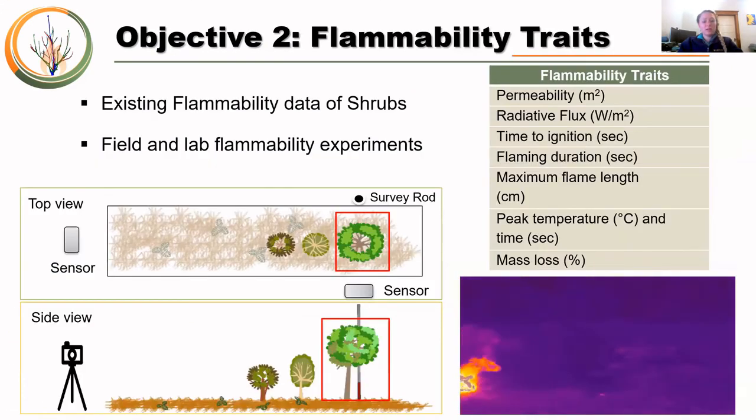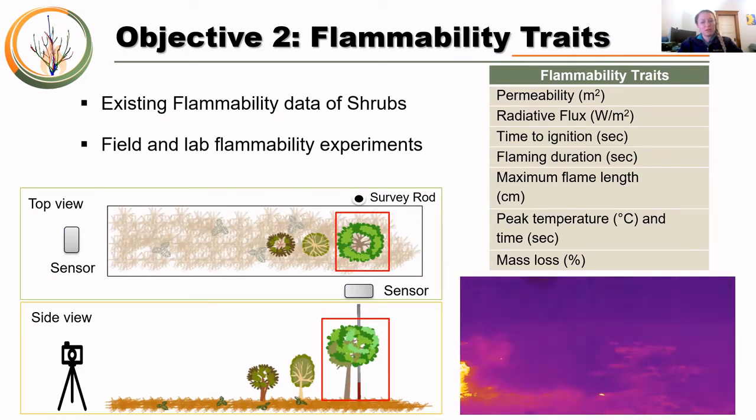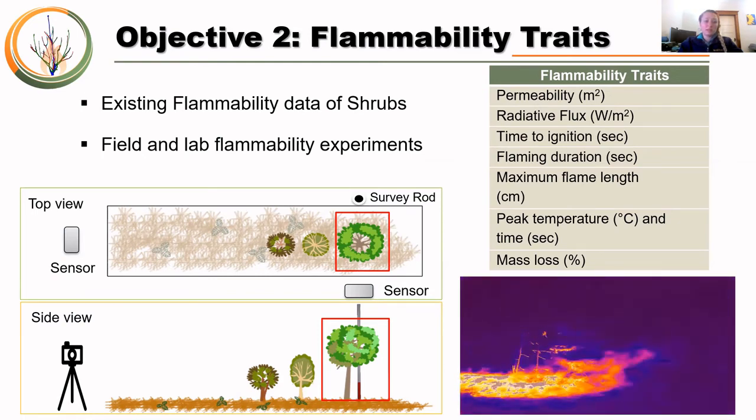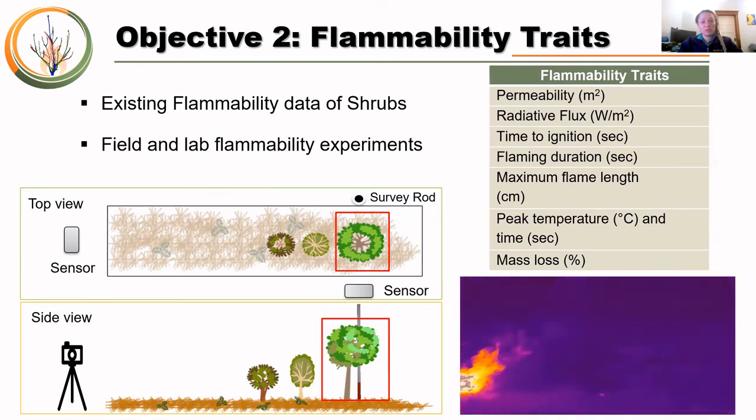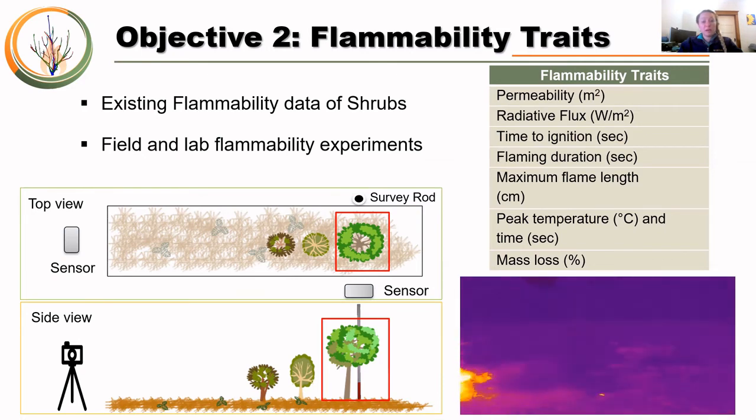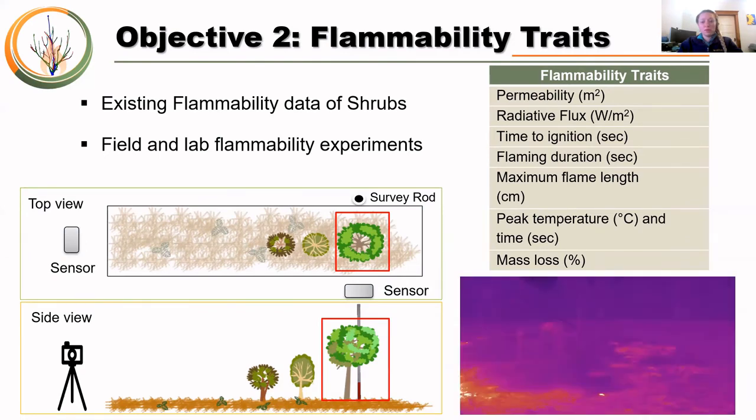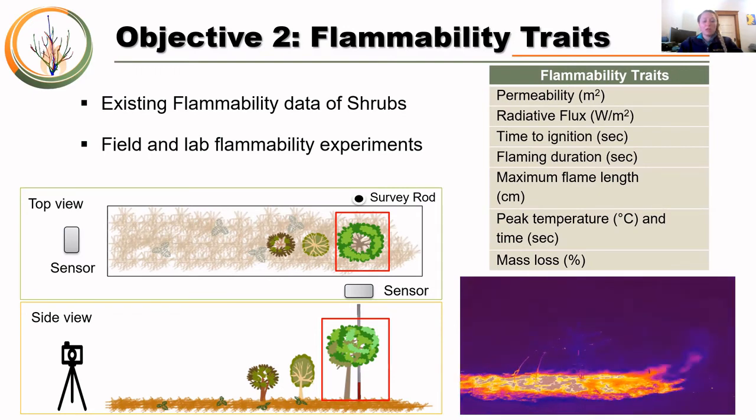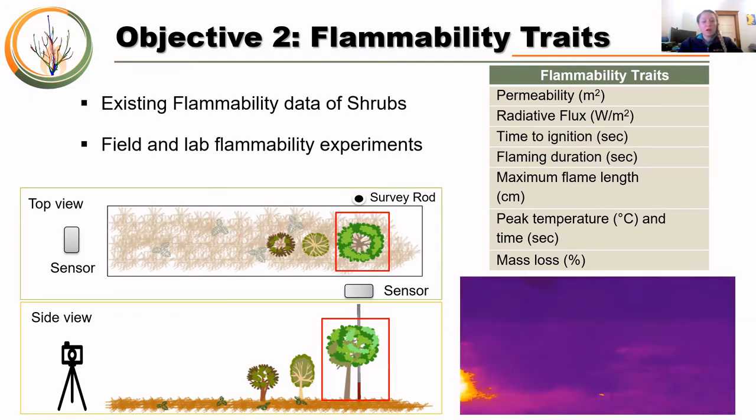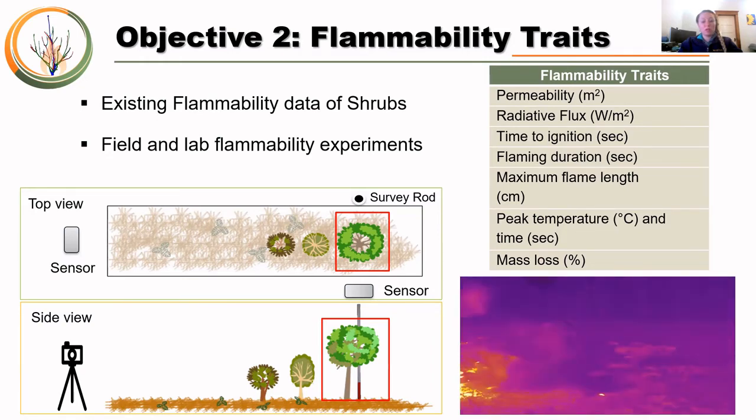And then to link the QSM architectural traits to flammability, we also need flammability traits. So we are using existing flammability data from shrubs in the Southeast, from numerous researchers, as well as lab experiments. And we also conducted our own field burns to obtain flammability traits. The controlled burns were conducted at Tall Timbers, Florida, where we tried to mimic the in-field conditions as closely as possible, including the litter depth and the fuel surrounding the shrub. So it wasn't just a single shrub, but also the build-up of how the surrounding shrubs looked.